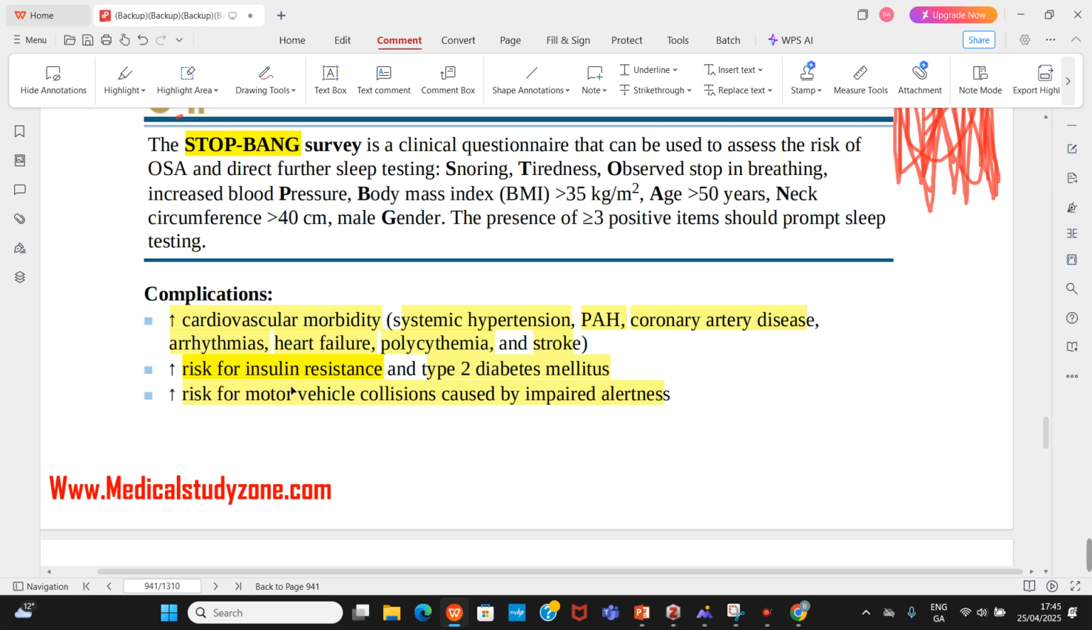There's an increased risk of insulin resistance and type 2 DM. Anybody knows why from what we have said? Insulin resistance and type 2 DM. What is the common thing between these two guys? Type 2 DM and insulin resistance. What's common to them? Obesity.